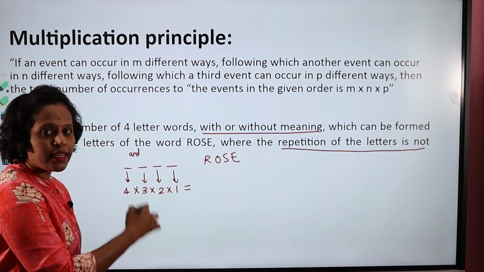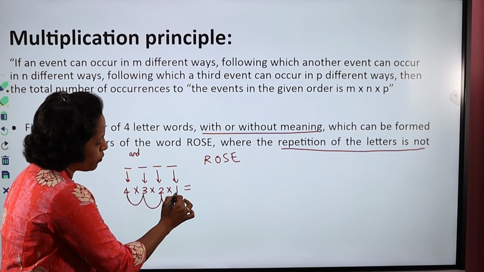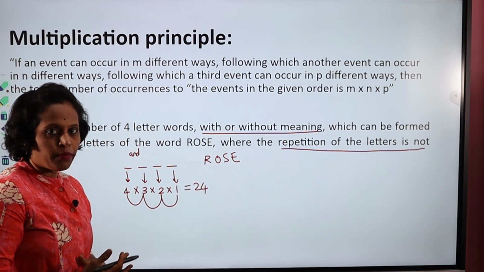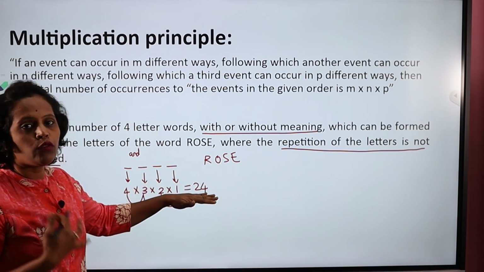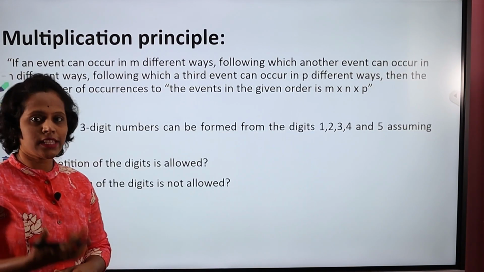So, multiplying these values, we get the answer. 4 3s are 12, 12 2s are 24, 24 1s are 24. So, if we try to form different 4-letter words from the given letters R-O-S-E, we get 24 different arrangements. That is your answer. The next question.